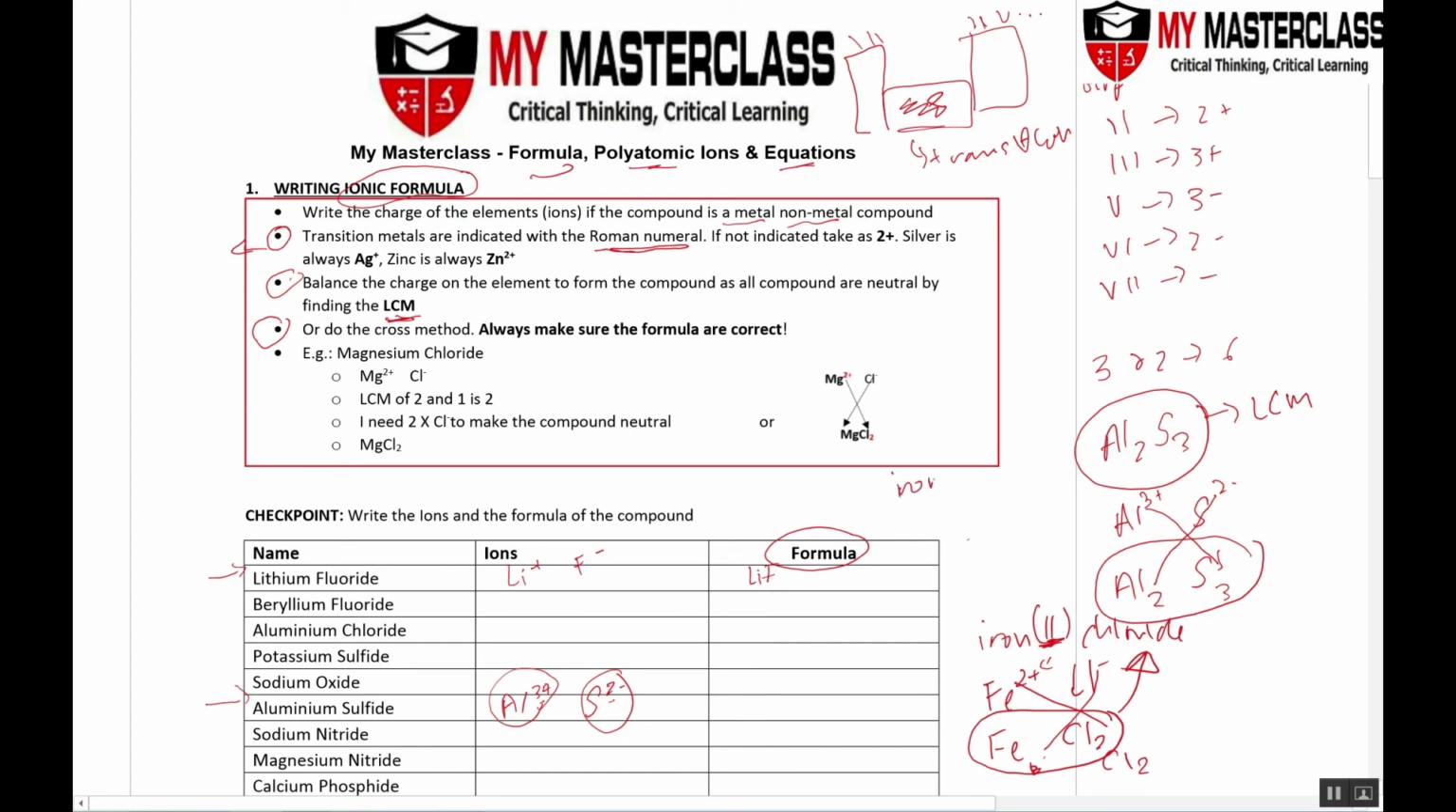Most of the time, the transition metals will be given with a Roman numeral. Example: iron(II), iron(III), etc. Copper(I), copper(II), etc. So follow the Roman numeral. If they don't give you the Roman numeral, take it as 2 plus; the chance of us making a mistake is very low. For silver, they will not say silver(I), they will just say silver chloride. So you must know Ag is always Ag+. And for zinc, likewise, they will not say zinc(II), so you must know zinc is always 2 plus.